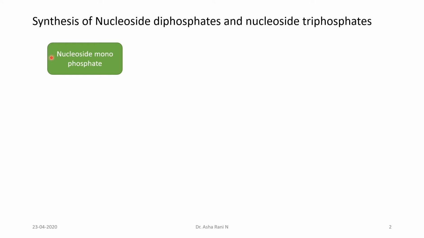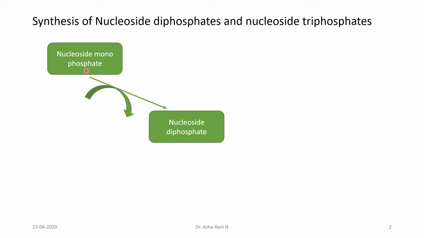So nucleoside monophosphates, for example AMP and GMP, can be converted to their respective nucleoside diphosphates, that is ADP and GDP, where ATP is the phosphate donor. Once it donates its phosphate, it becomes ADP. And the enzyme which catalyzes this reaction is nucleoside monophosphate kinase.